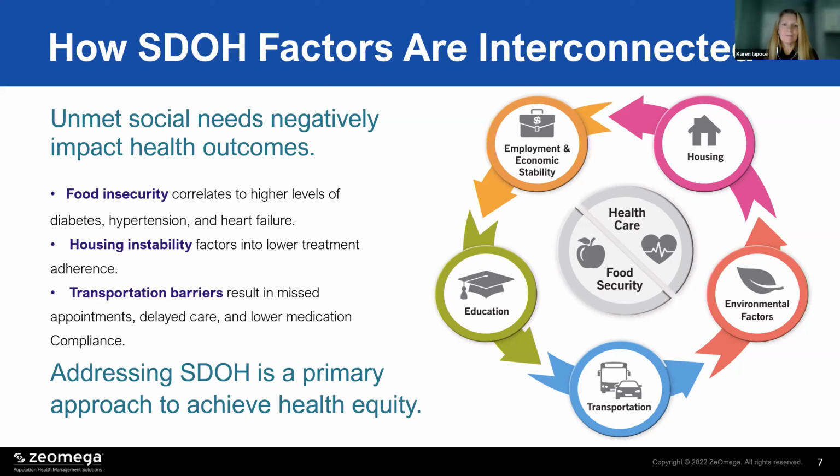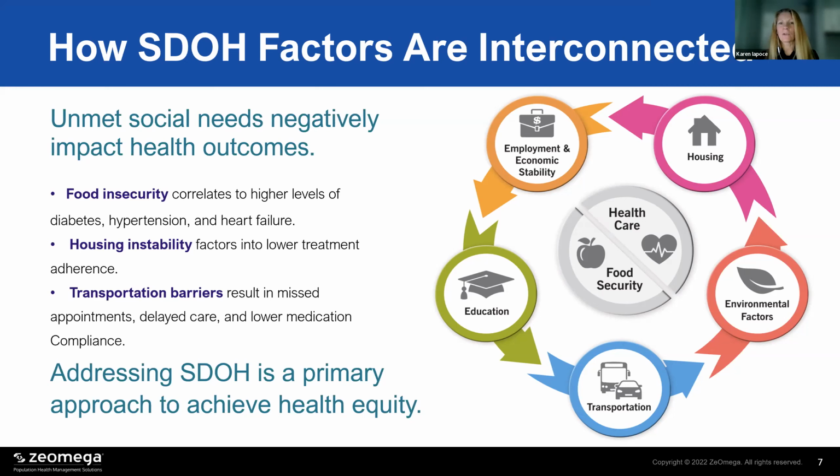Yes, that was my next question to Karen. Since we're talking about SDOH factors, how they're connected and their value, what are some of the SDOH factors that ZeOmega focuses on, Karen? Sure. So thank you, Dr. Keough, and thank you, Praveen.